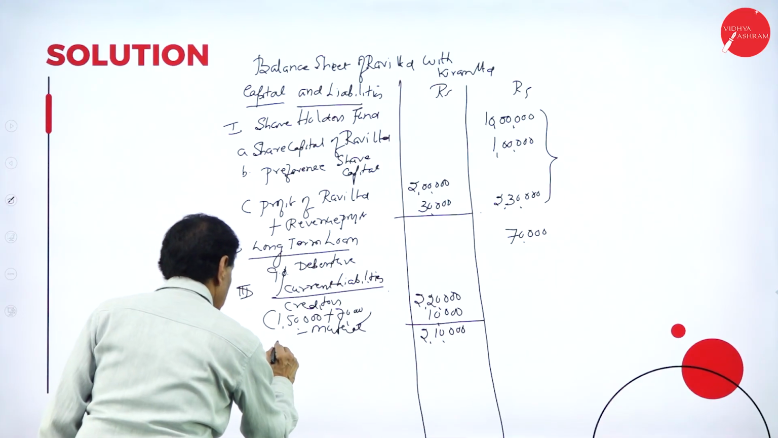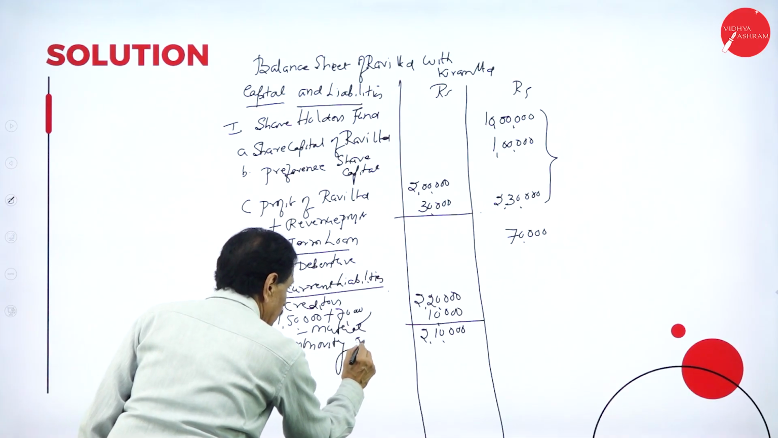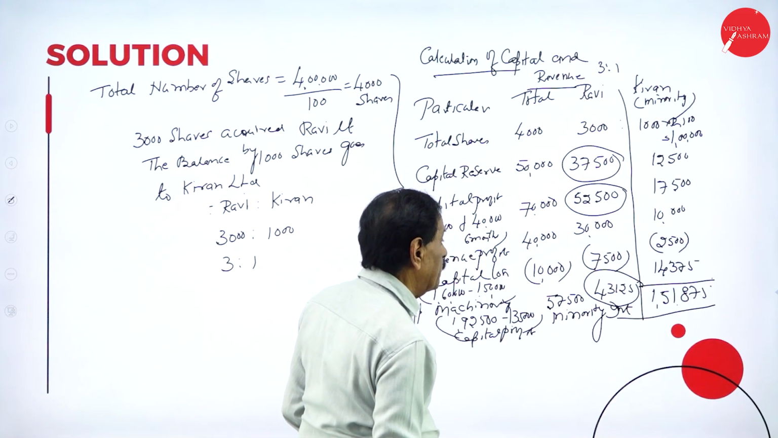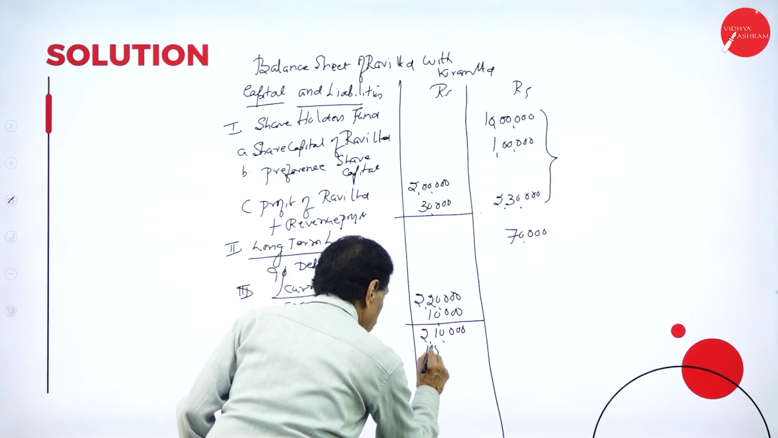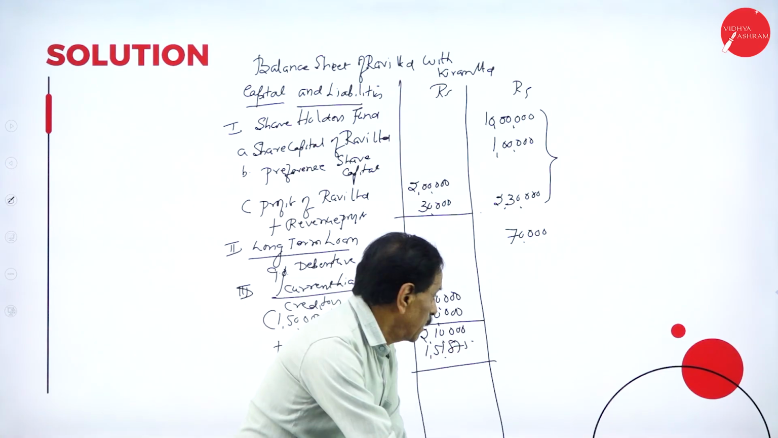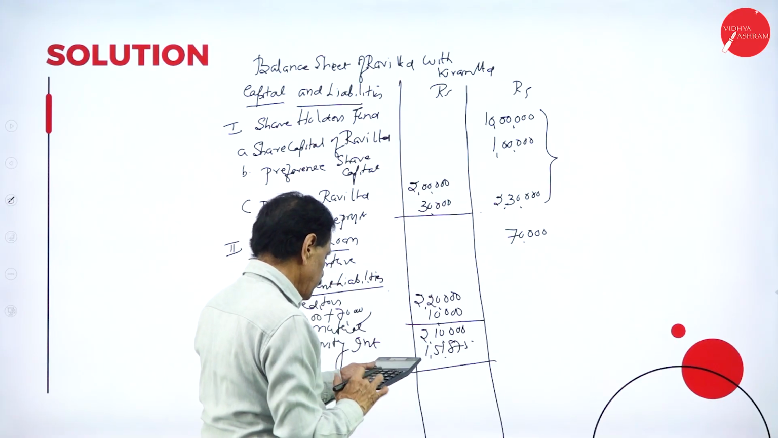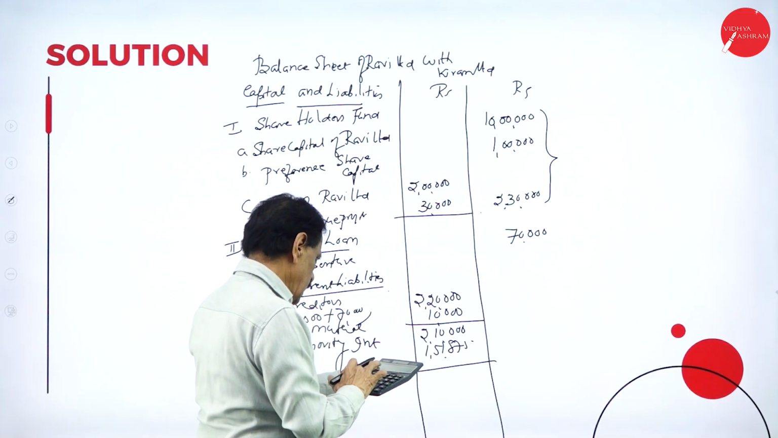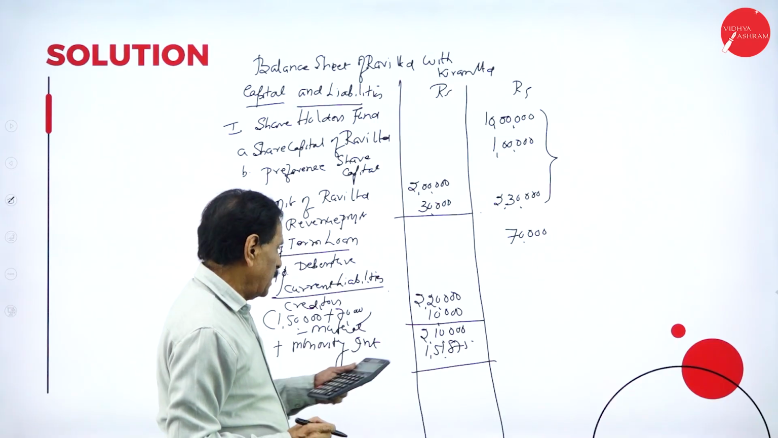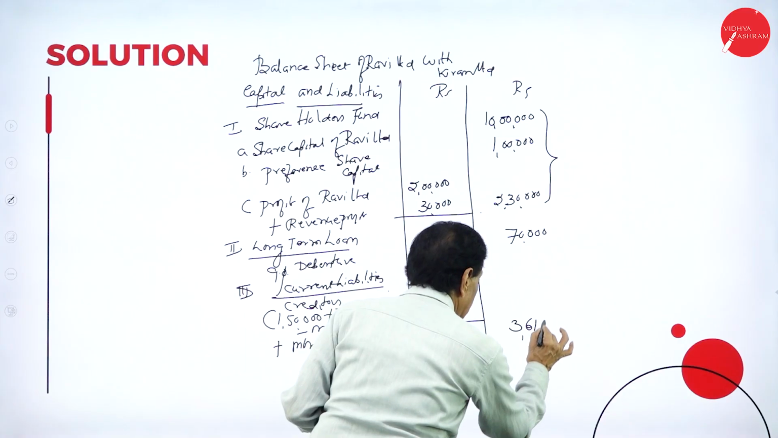Plus minority interest. What's your minority interest? 1,51,875. Add: 2,10,000 plus 1,51,875, 3,61,875.